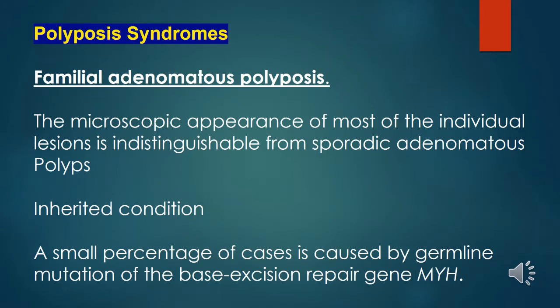Polyposis syndromes: there are several syndromes associated with colonic polyps, with increased rates of colonic cancers. One is familial adenomatous polyposis, also known as polyposis coli, characterized by the presence of hundreds or thousands of polyps throughout the bowel. The microscopic appearance of most of the individual lesions is the same as the sporadic single adenomatous polyp. These are inherited conditions showing autosomal dominant inheritance, and you should remember that the responsible gene is APC, which is located on chromosome 5q21.